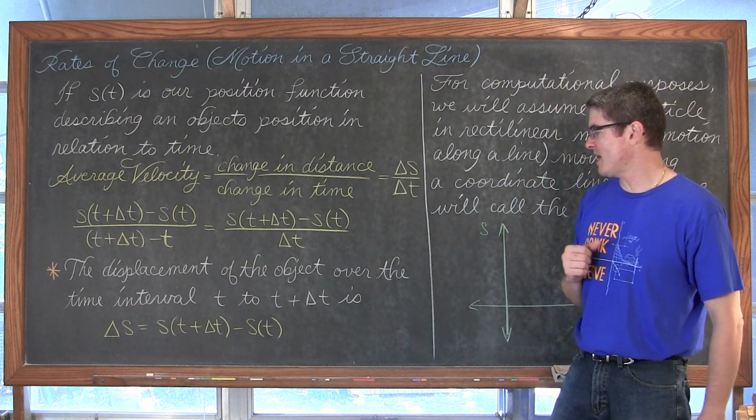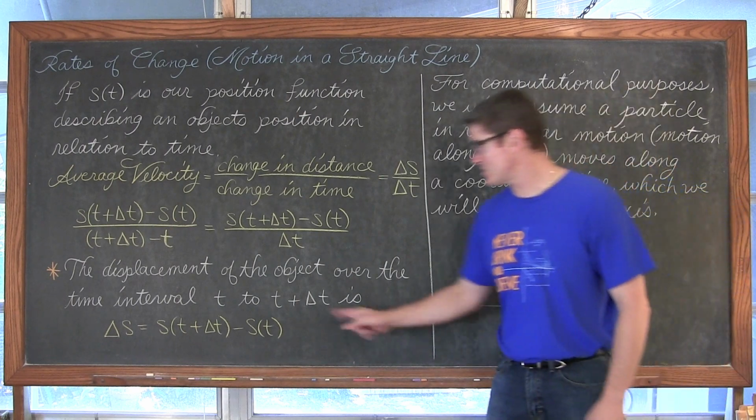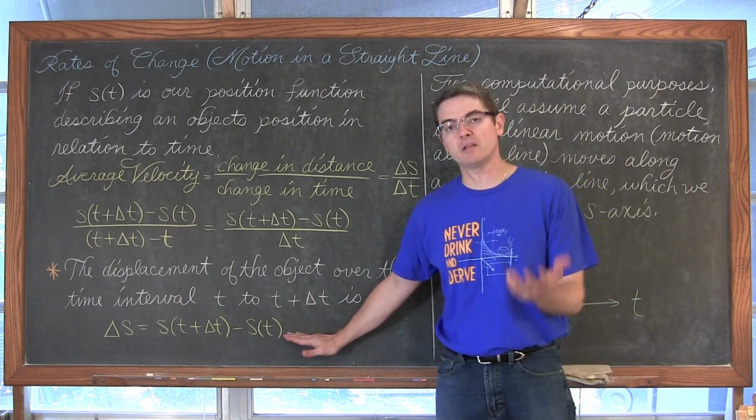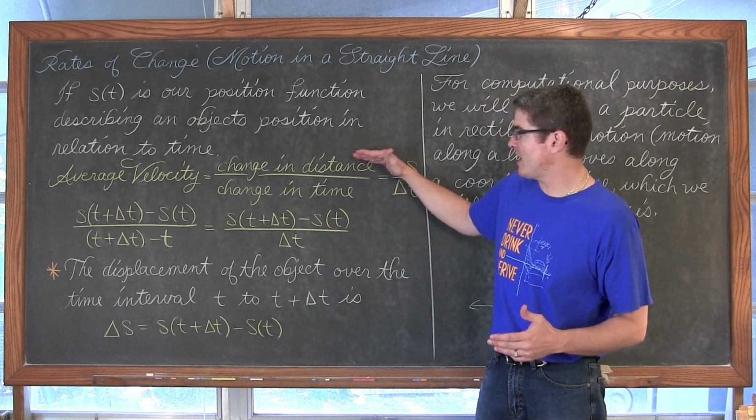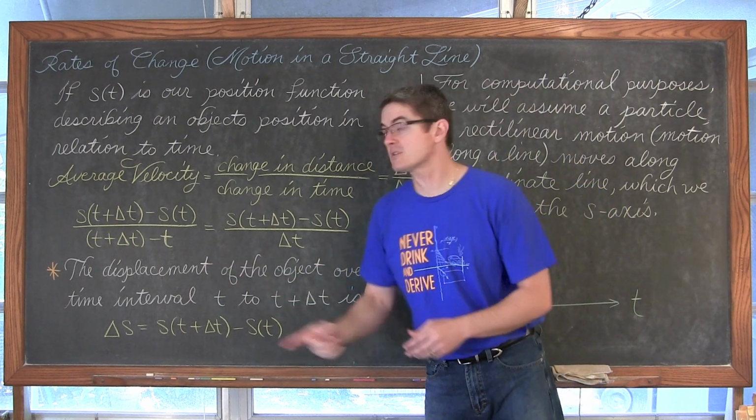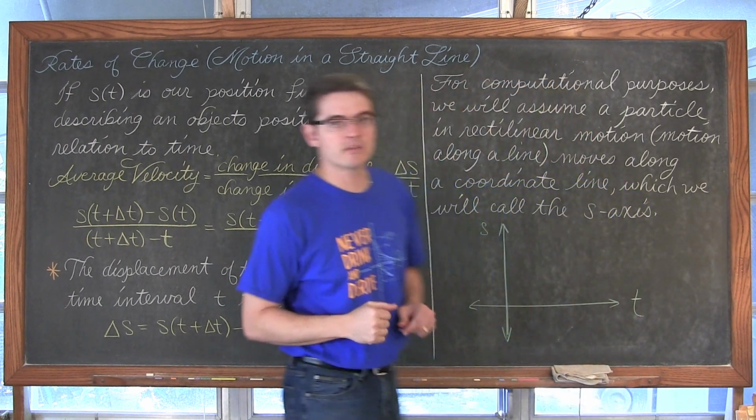So the displacement of an object over the time interval t to t plus delta t is simply the numerator. Again, that is that change in distance. So displacement is change in distance. A little vocabulary there for you.